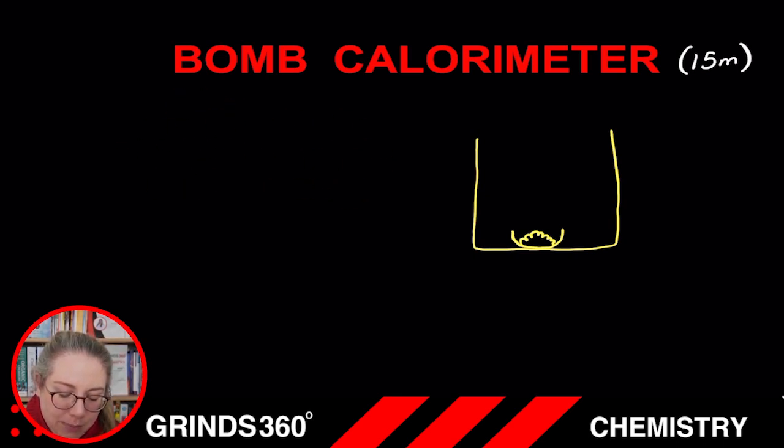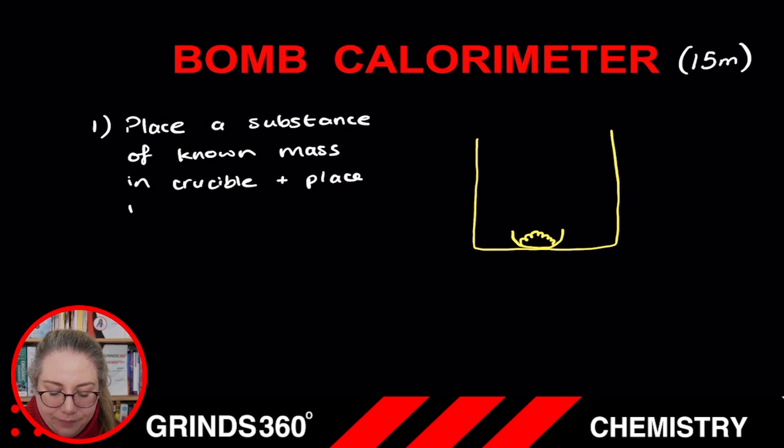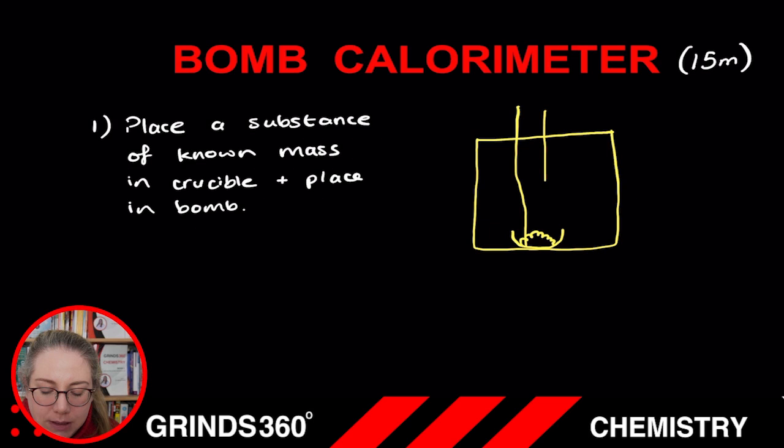So, step 1, for part number 1, you're going to place a substance of known mass, and it's important that it is of known mass, in the crucible and place in the bomb. Perfect. Now, what the examiner is going to give you marks for there is for indicating that you have known mass of something. Then you put the lid on the bomb and you feed the electrical cables through it into the substance that's going to be tested.